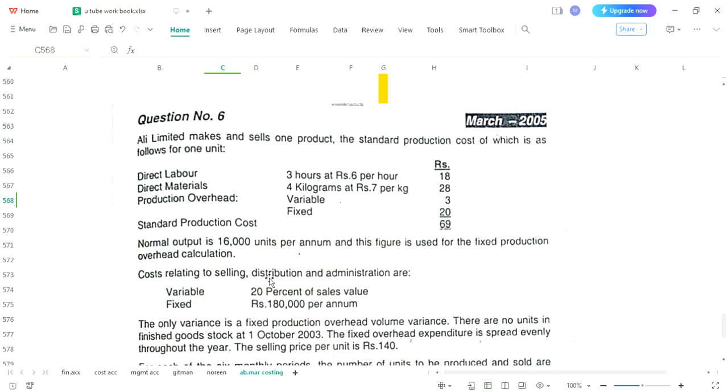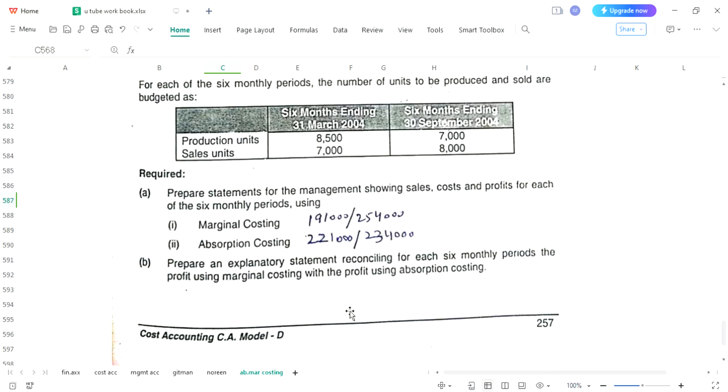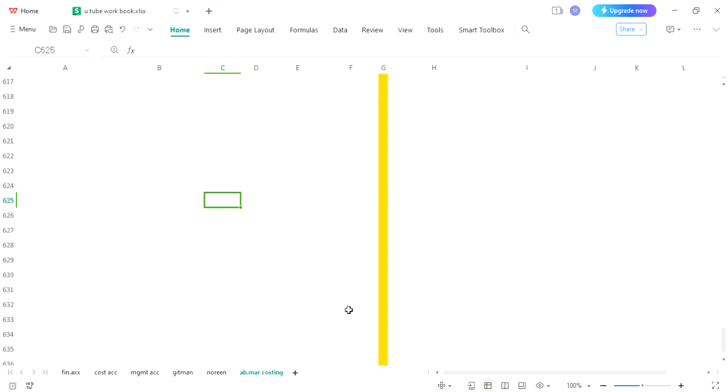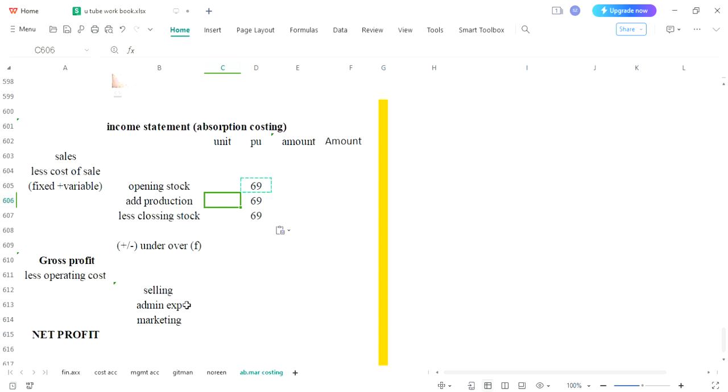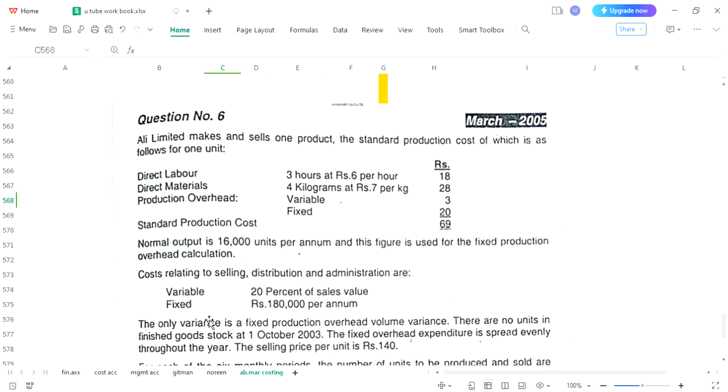Costs related to selling and administrative expenses are 20% of sale value, which is variable, and fixed are 180,000 again per annum. As you can see under our proforma, we need to have selling and admin expenses separately. And what is written over here? Selling, distribution and administrative expenses are given over here. So there are two. Fixed selling and admin are 180,000 per annum.